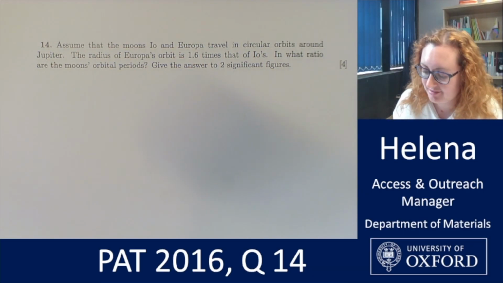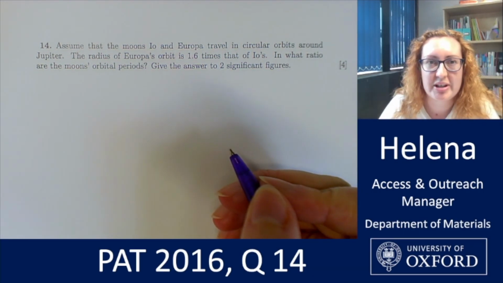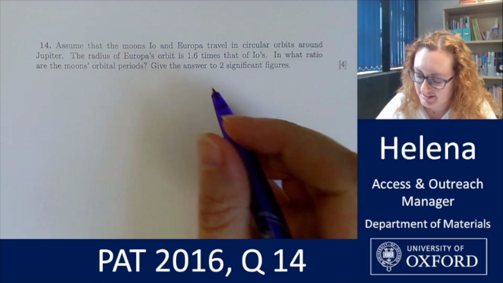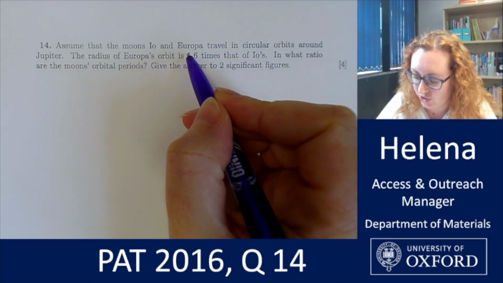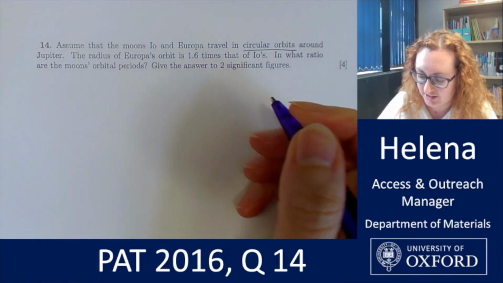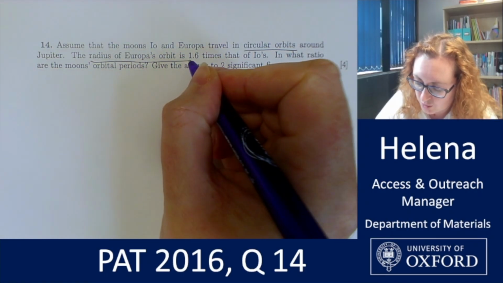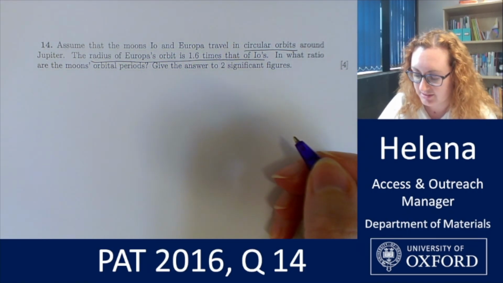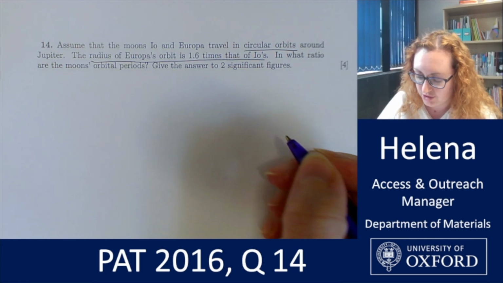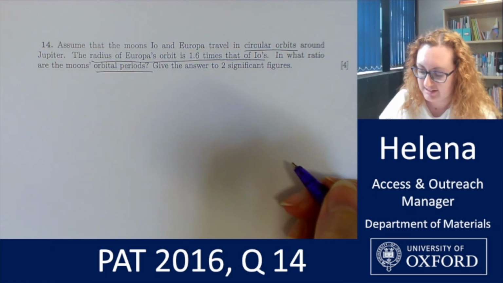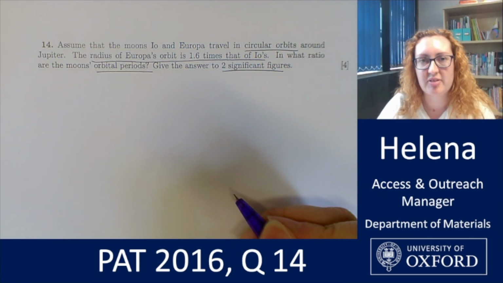So this question is concerning circular orbits. Here we're asked to assume that the moons Io and Europa travel in circular orbits around Jupiter. The radius of Europa's orbit is 1.6 times that of Io's. In what ratio are the moons' orbital periods to two significant figures?